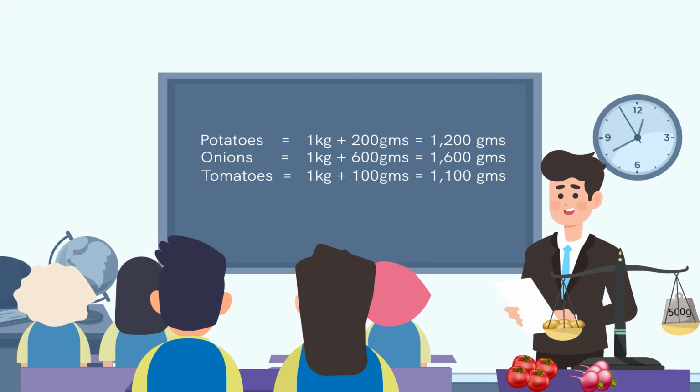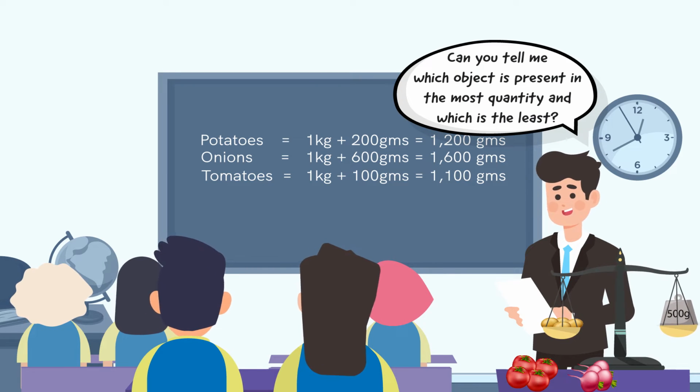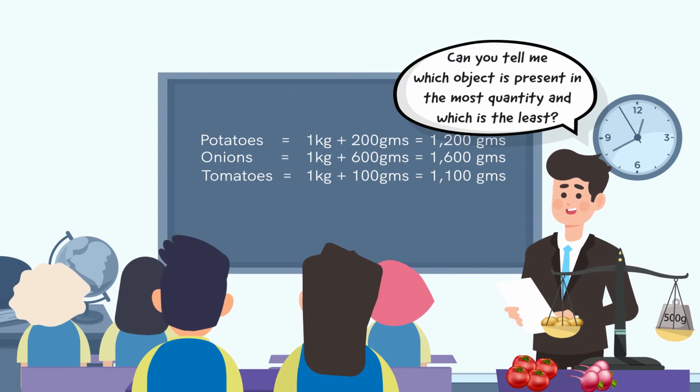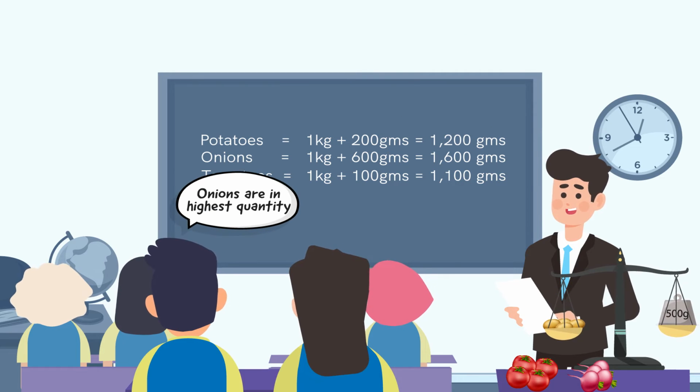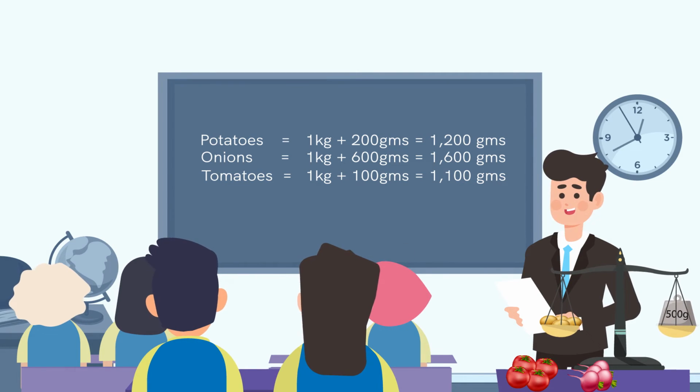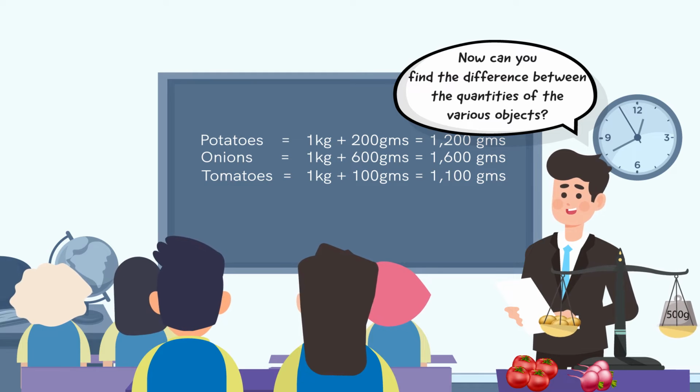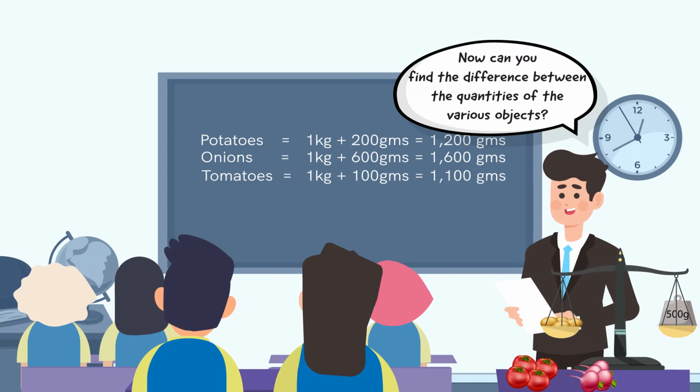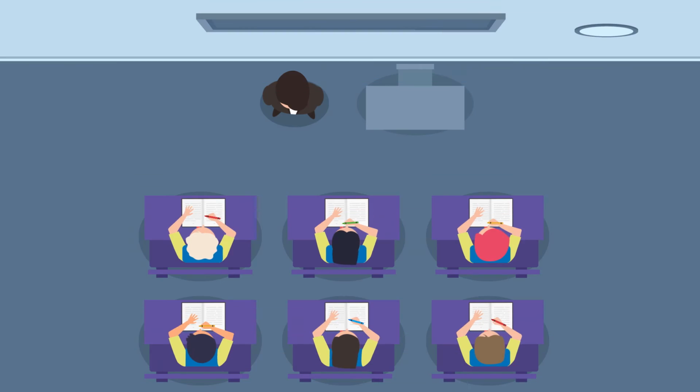Now ask the students, can you tell me which object is present in the most quantity and which is the least? Accept all responses. As a follow-up, ask them, now can you find the difference between the quantities of the various objects? Students may do the calculations in their notebooks.